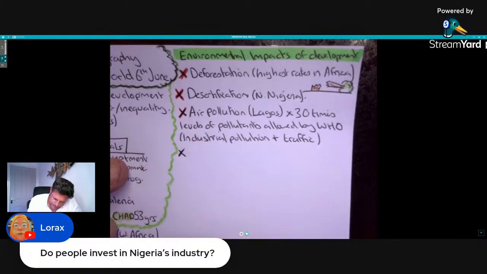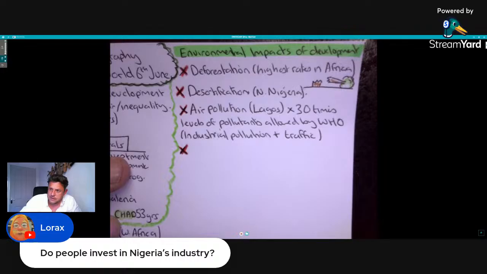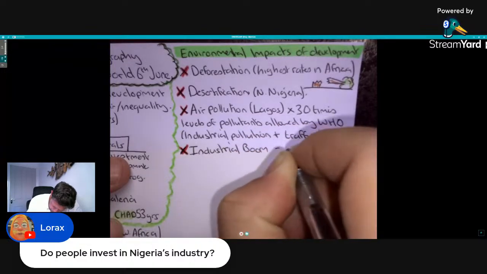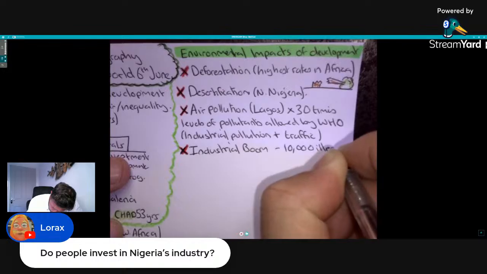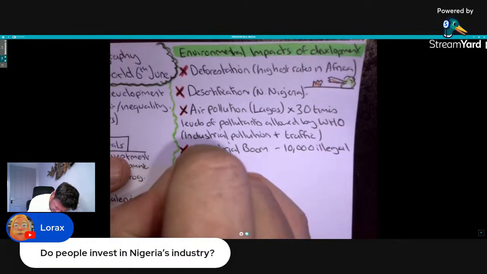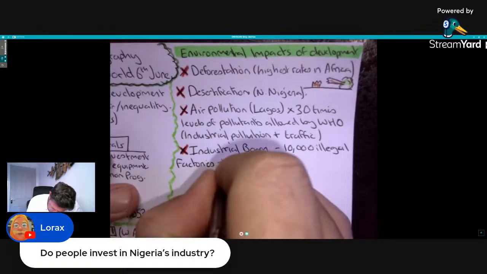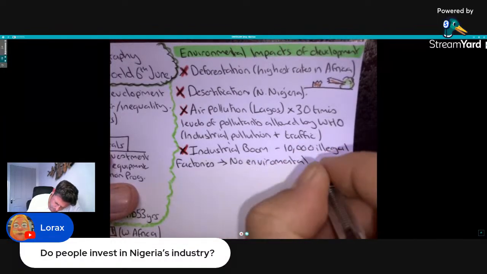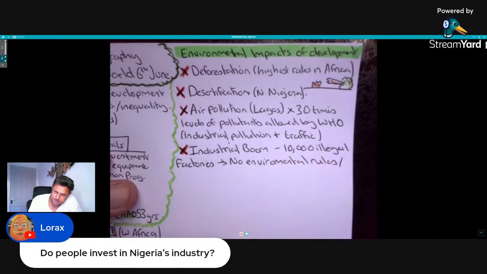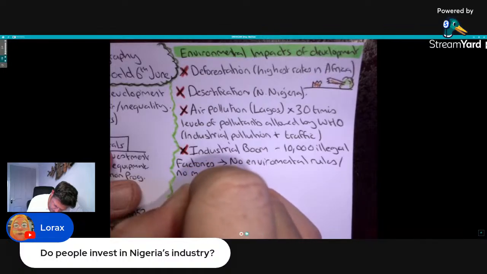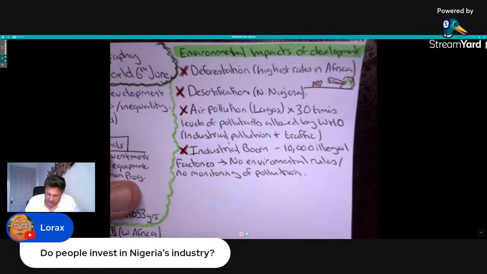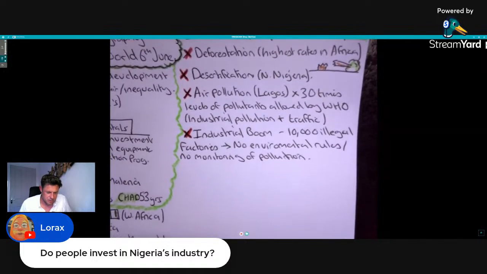There is big problems with illegal industries in Nigeria. There's been an industrial boom in illegal industries. There's about 10,000 illegal factories in the country now. So they've been set up without permission of the government, which also means that they have no environmental rules that they follow, or what we call legislation, and there's no monitoring. There's no monitoring of pollution by these industries because they're illegal. The government aren't aware of them. They know that they kind of exist, but they're unmonitored, and they're creating huge amounts of pollution, air pollution, industrial pollution, and things like that.